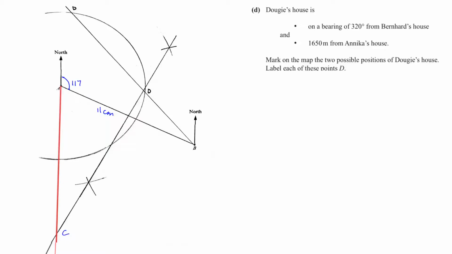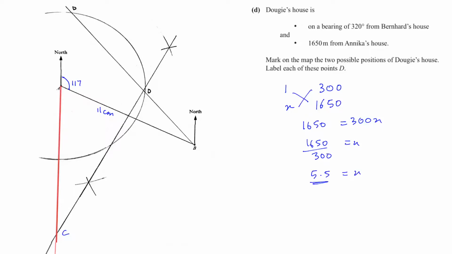Before we start, we should find the radius. The scale is 1 centimeter is equal to 300 meters. Therefore, 1650 meters equals how many centimeters? Cross multiply. So 1650 is equal to 300x. Divide by 300 and we will get 5.5. So that is the radius we use to draw this arc.